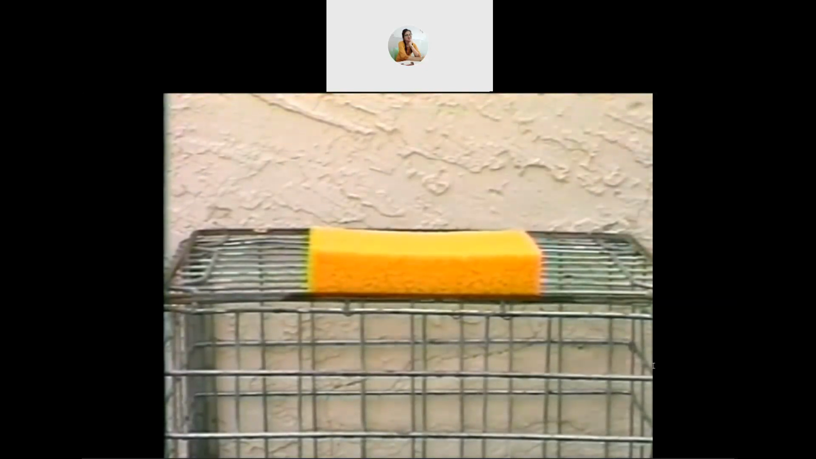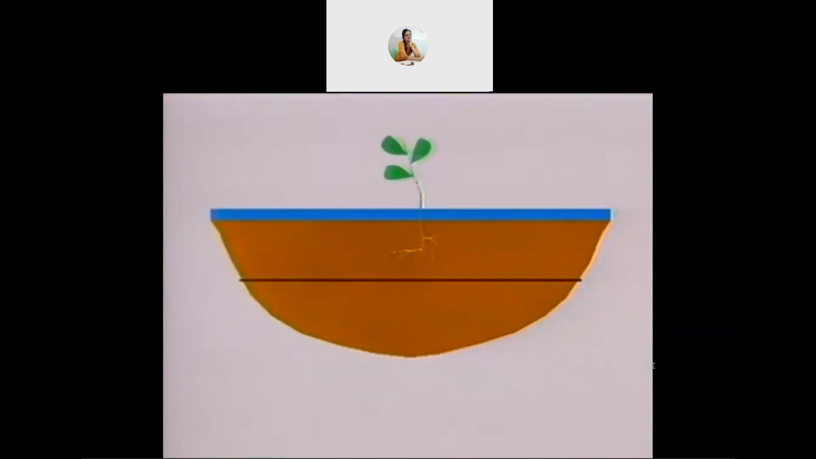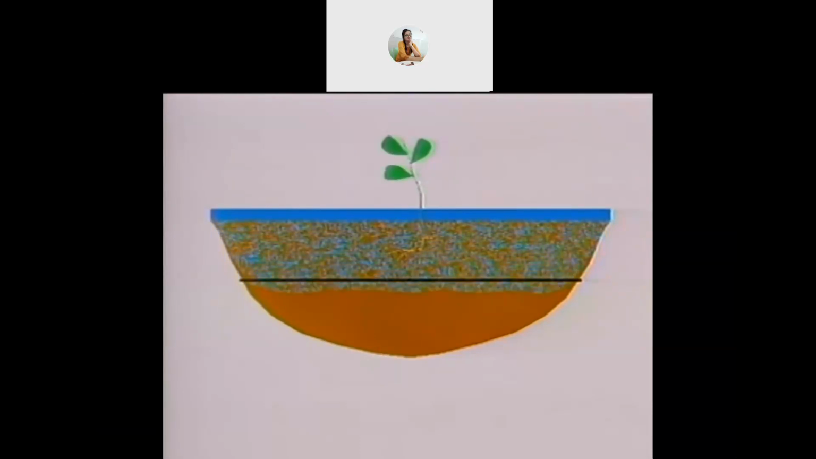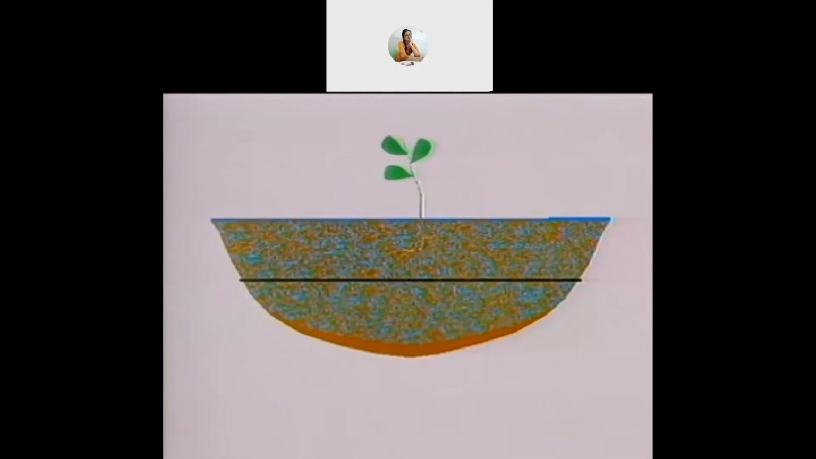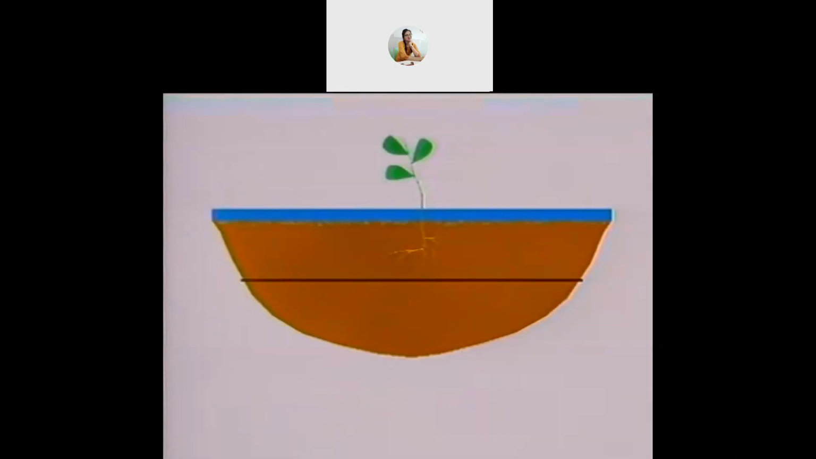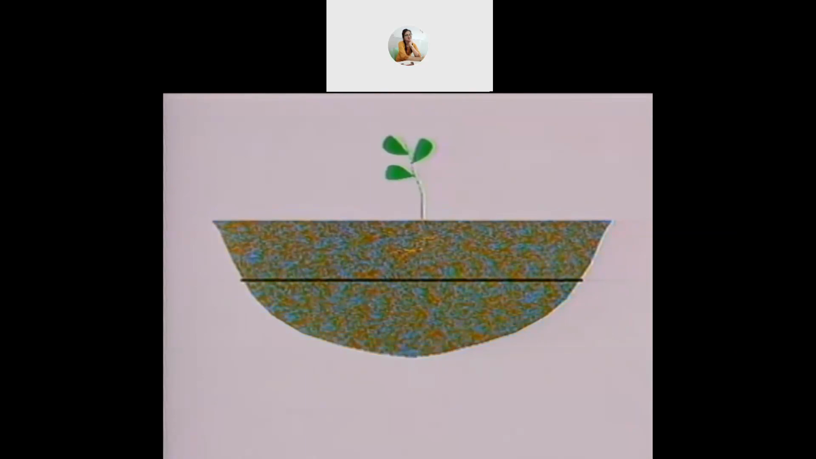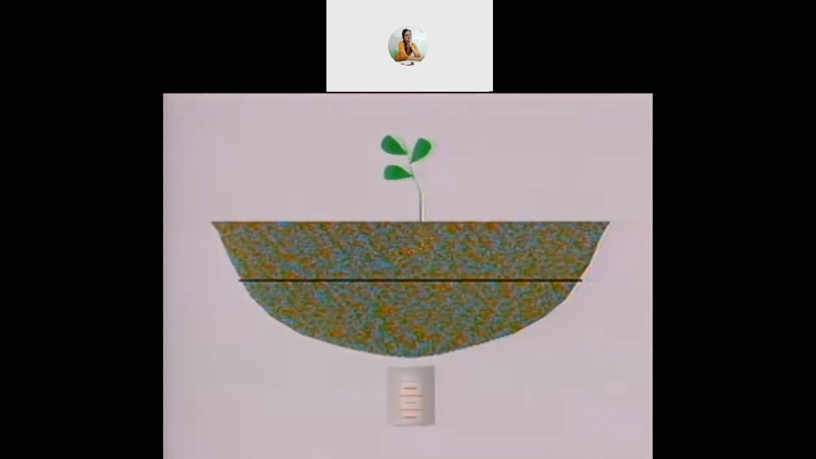Let's look at what happens in the soil when we irrigate. We apply water to the field so that a layer of water is sitting on the soil surface. The water on the surface seeps into the soil, filling the spaces in the soil with water. The longer the water sits on the surface, the more water seeps into the soil. The amount of time the water sits on the surface is called opportunity time. The water that flows below the root zone is no longer available to the plant. This excess water is called deep percolation.